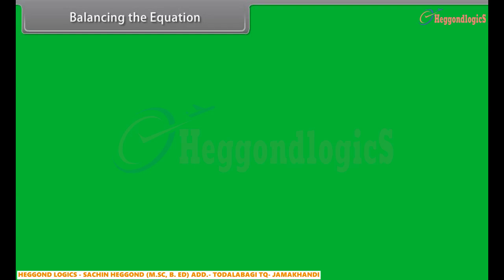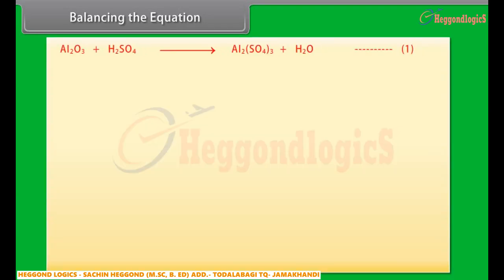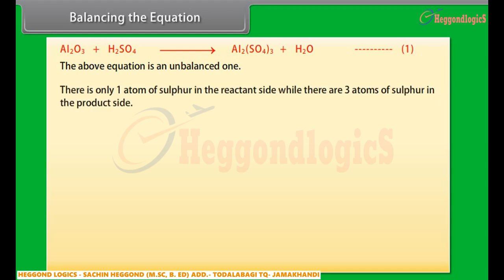Balancing the equation. Al2O3 plus H2SO4 gives Al2(SO4)3 plus H2O. Equation 1. The above equation is an unbalanced one. There is only one atom of sulfur in the reactant side, while there are three atoms of sulfur in the product side.